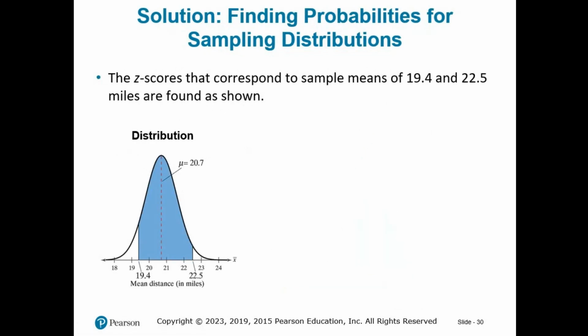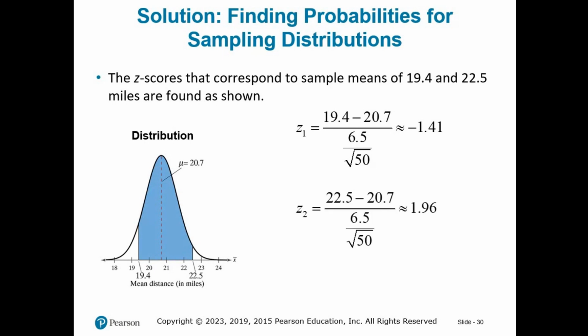First, we need to find the z-scores for these values using the information we just calculated. Z-scores correspond to the sample means of 19.4 and 22.5. We know that our mean is 20.7 and our standard deviation is the ratio of 6.5 divided by the square root of 50. We find that the first one has a z-score of about negative 1.41 and the second has a z-score of about 1.96. So what do we do with this information?